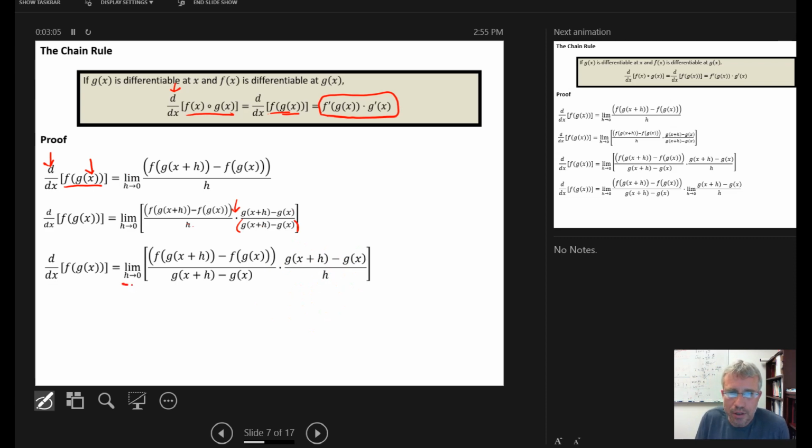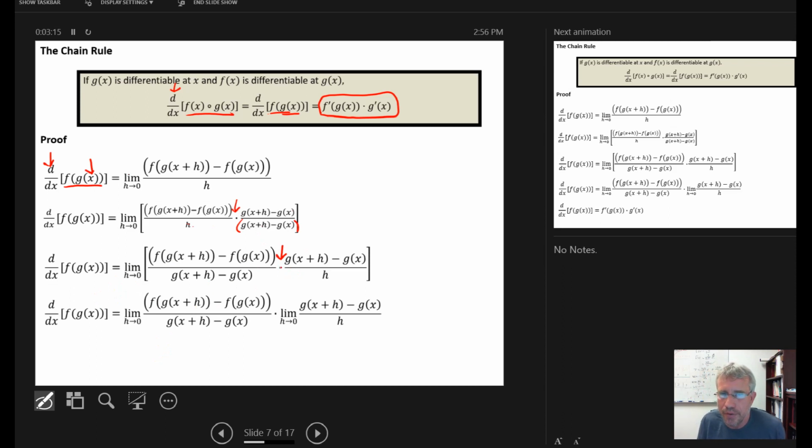And now I have the limit of a product, which we know from homework 3 that the limit of a product is the same as the product of the limits. So the next line down, that's all we do is break the limit of the product up into the product of the individual limits. And when we look at this one right here, the limit as h goes to 0 of the difference quotient applied to the function g, this is just the derivative of g by definition.